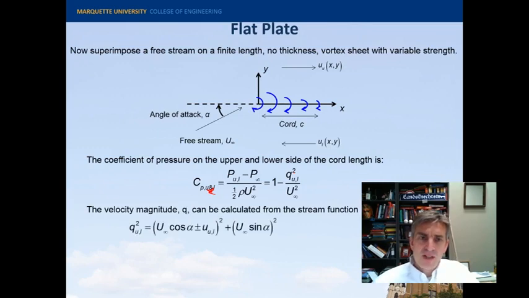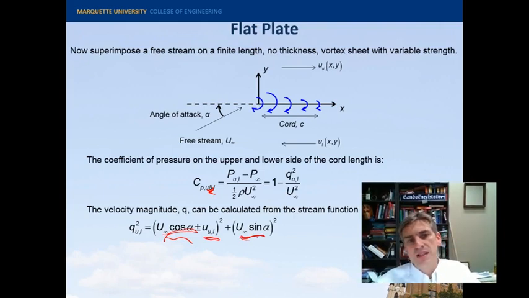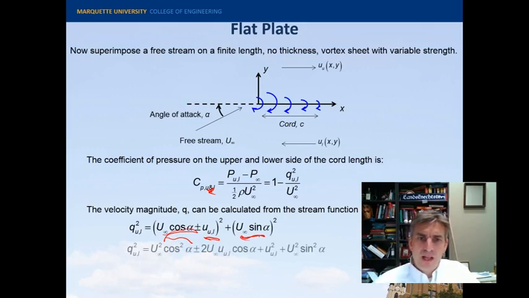So I can calculate this velocity magnitude along the upper and lower by just looking at the vector components, right? It's going to be, this is the free stream x velocity, this is the vortex velocity that we can solve, and then this is the y component of the free stream velocity, which we know is 0 for the flat plate. So I can turn the crank here and expand this.